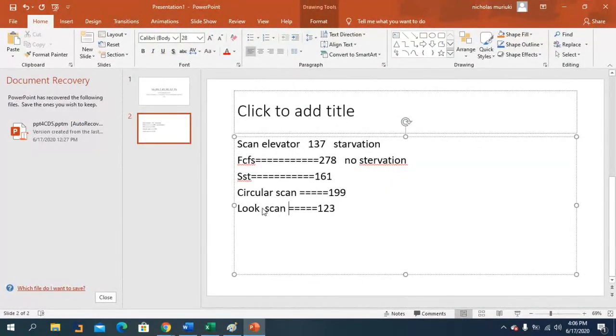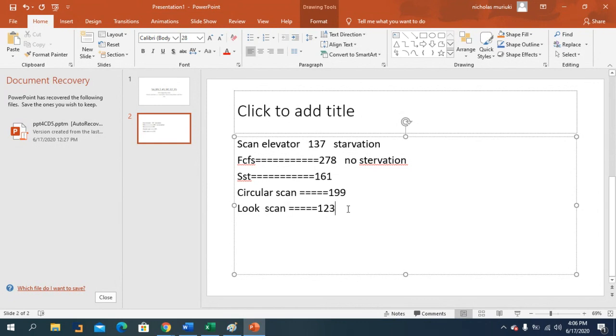And when you're using look scan, it is like when you are burning a CD. When you're burning a CD, you go through the tracks. Then after that, you come and service those tracks. But you're not moving outside the tracks that are not supposed to be serviced. We are moving towards the tracks that are supposed to be serviced, then you start servicing them one by one.